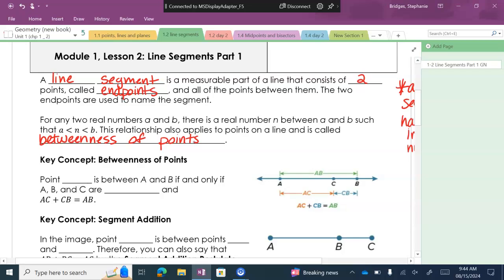That is probably not something I'm going to ask you about, but we have to talk about it because it's in this section. The betweenness of points. Basically, this is what it says. If you're looking at that picture, what point is between A and B? Point C. But what this concept says is the only way that C can be in between A and B is if they are what do you think? Collinear. That's what we're going to fill in there, collinear.